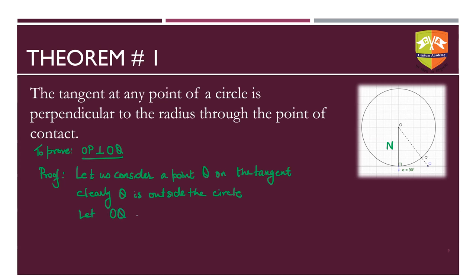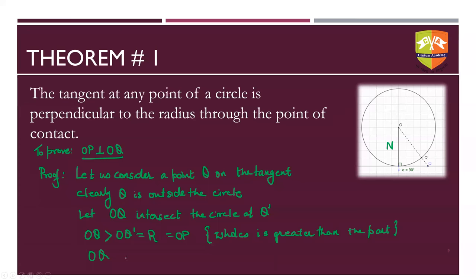Let OQ intersect the circle at Q dash. Then clearly OQ is greater than OQ dash, isn't it? OQ dash is equal to the radius of the circle, R. OQ dash is the radius, OP. This is what you can say. So OQ is greater than OP, and why is this? You have to write the reason: whole is greater than the part. So OQ is greater than OP, right?